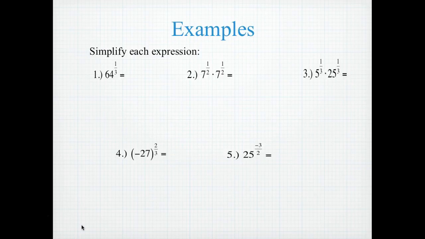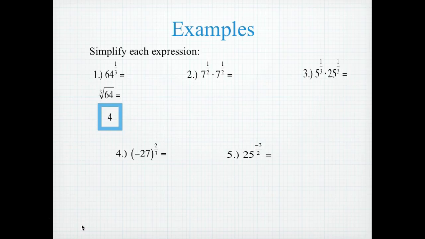Now we're going to go over a few examples and simplify each one. The first one, we have 64 to the 1/3 power. That's equivalent to the cube root of 64, and the cube root of 64 is equal to 4. 4 times 4 times 4 is equal to 64.